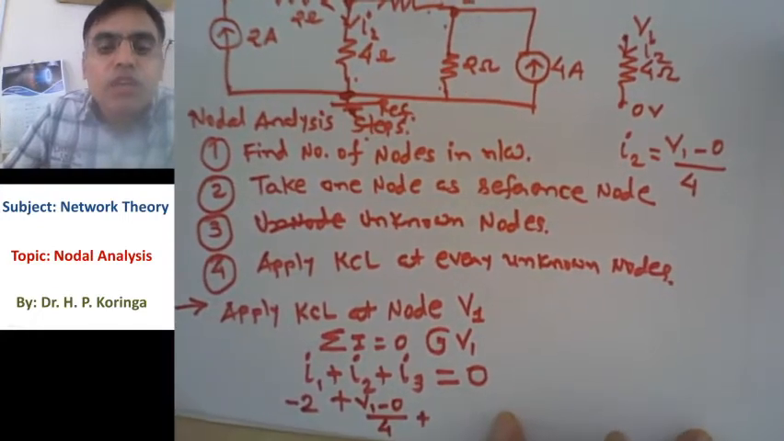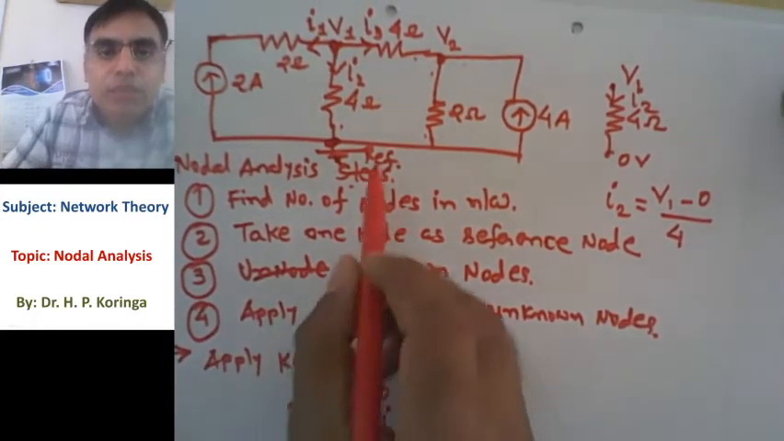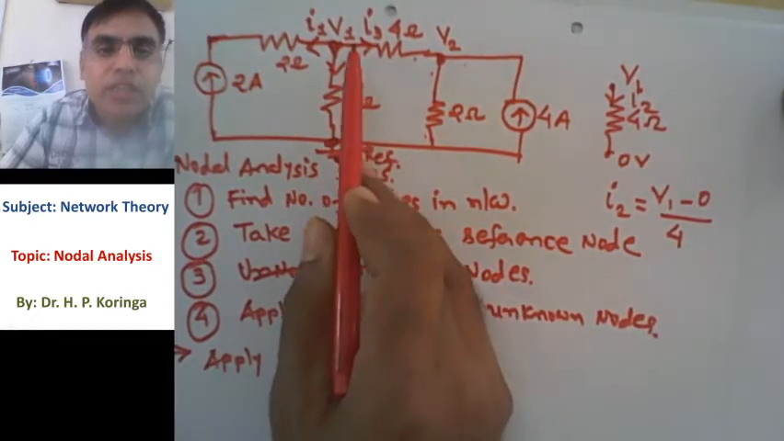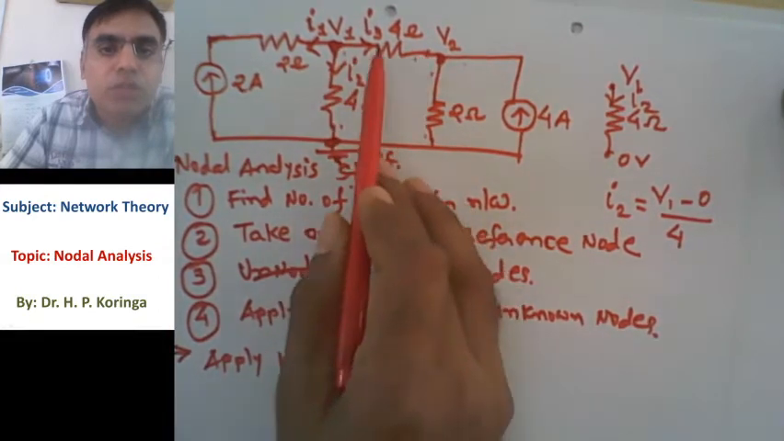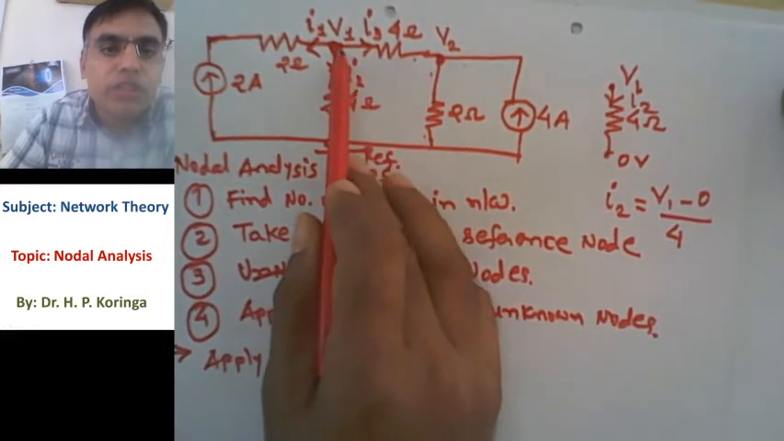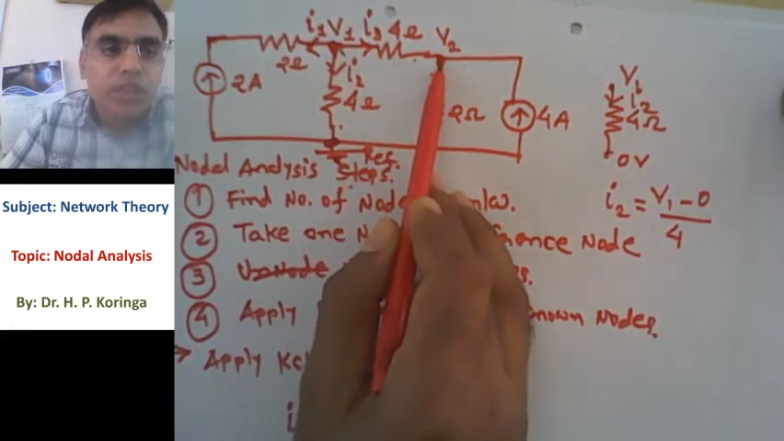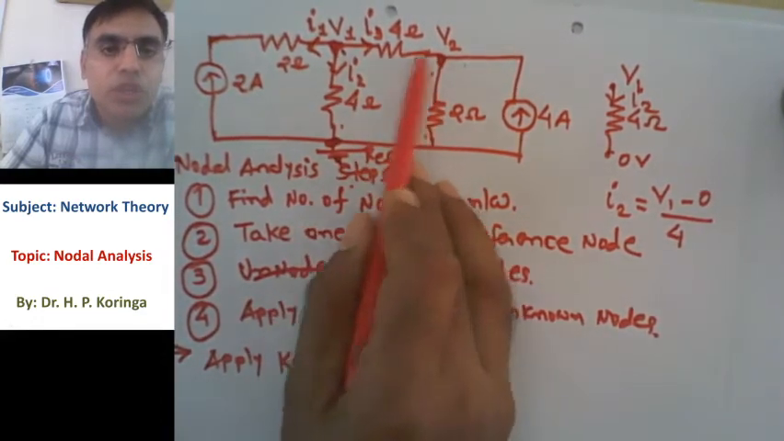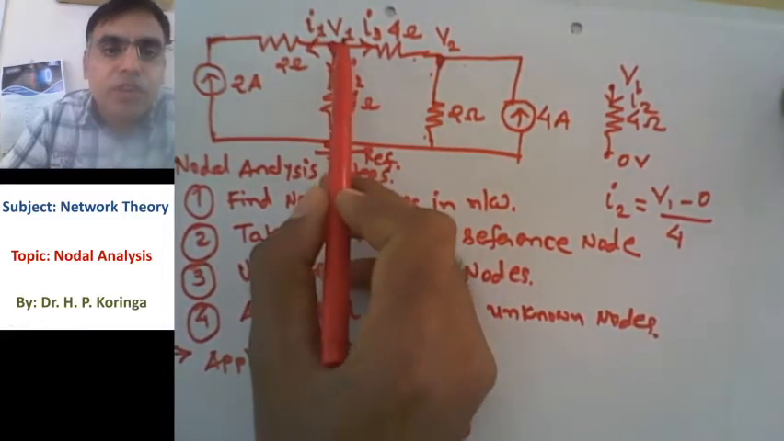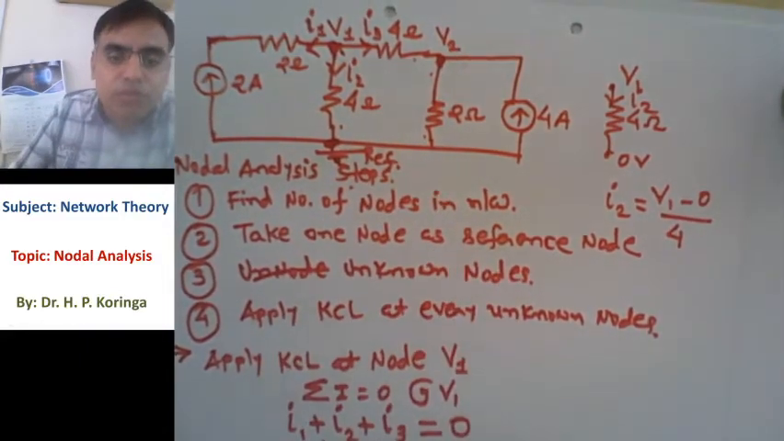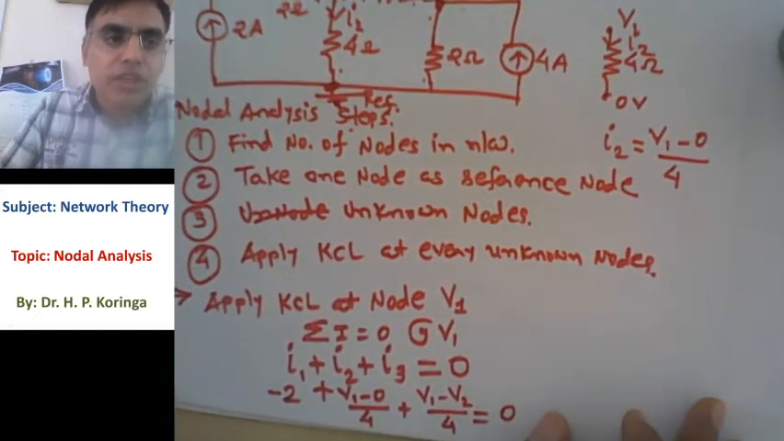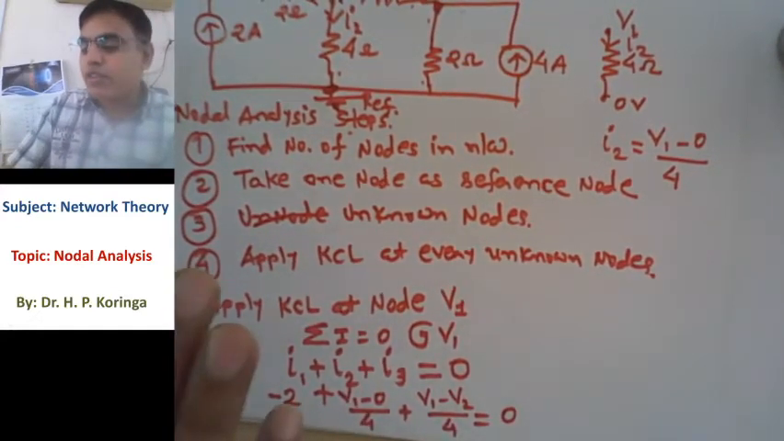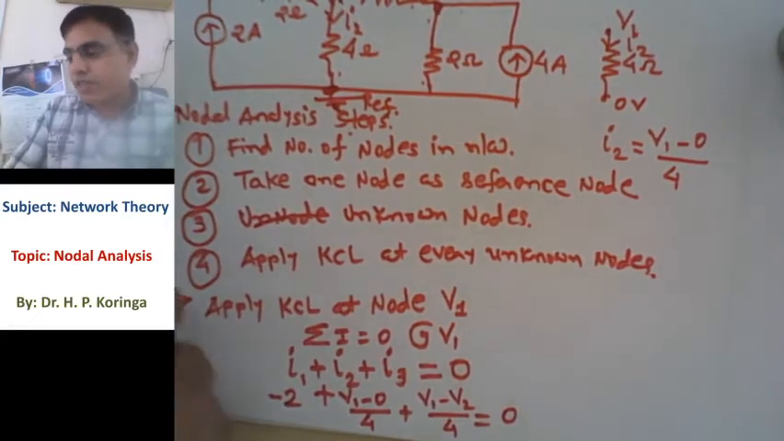Now for I3. I3 is the current passing in this branch, moving from V1 to V2. The potential across this 4 ohm resistance at one terminal is V1, at the other terminal is V2, and the current direction is from V1 to V2. So I3 is equal to (V1 minus V2) divided by 4. So the sum I1 plus I2 plus I3 is equal to 0, because there is no incoming current. So here we can see our first equation.